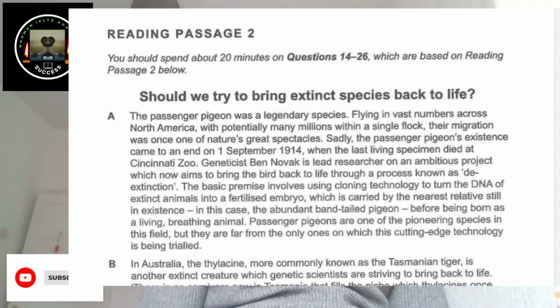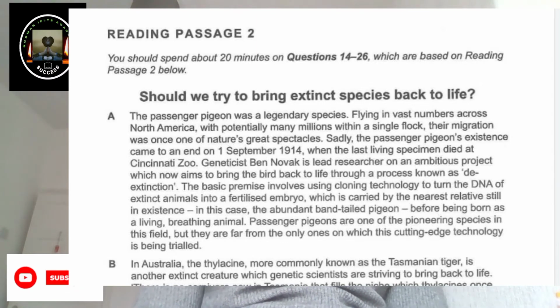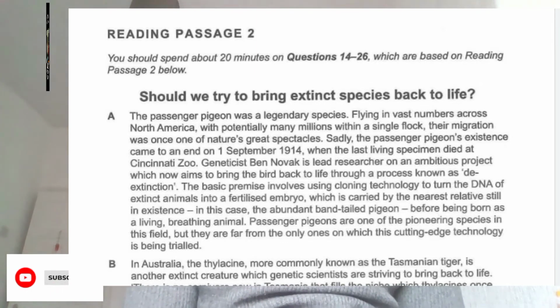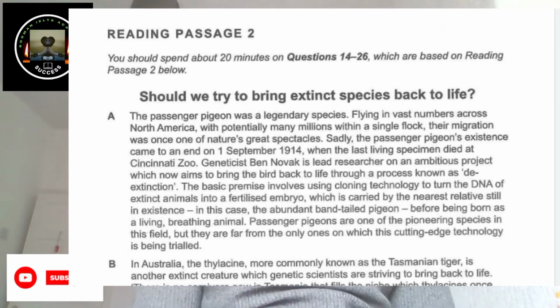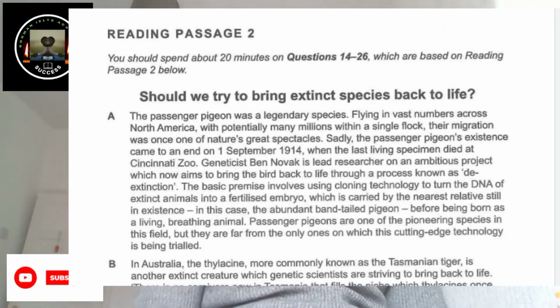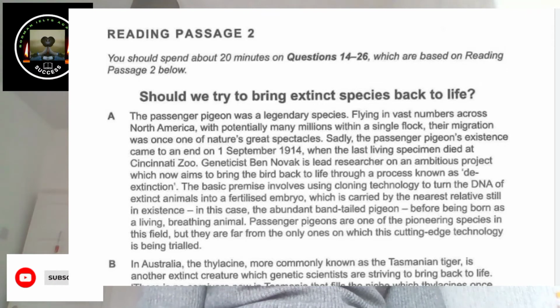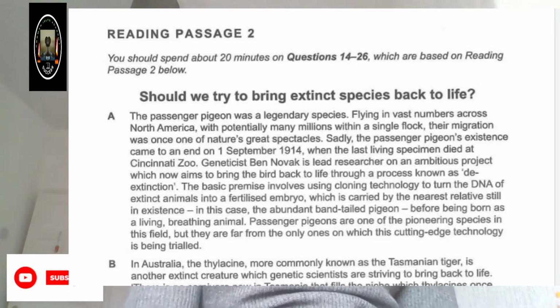Now, passenger pigeon are one of the pioneering species in this field, but they are far from the only one on which this cutting-edge technology is being tried. So this particular thing they want to do, passenger pigeon is one of the first they want to use, but it's not the only one they are trying to do that too.